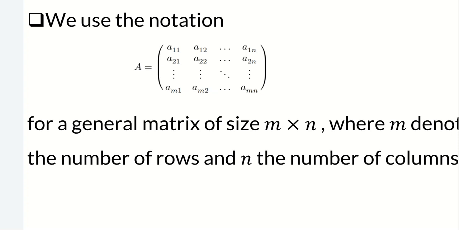So this matrix has a size. When you multiply the number of rows by the number of columns, you get the size. The dimension is m by n, where m denotes the number of rows and n denotes the number of columns.